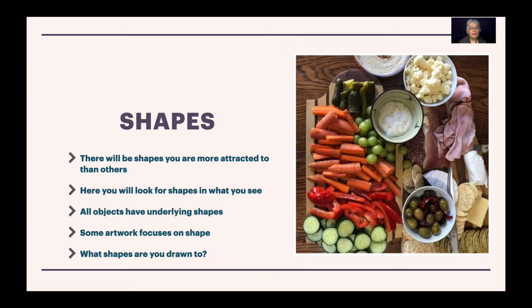Here you're going to look for shapes in what you see. So when you go for your walk or you start looking around or looking at pictures, this is what you look for. All objects have underlying shapes. Most objects are made of 2, 3, 4, 5, 6 shapes. Some artwork focuses on shape. What shapes are you drawn to?